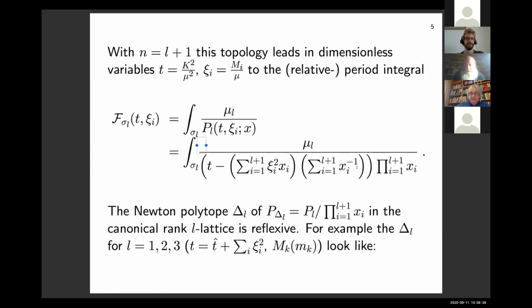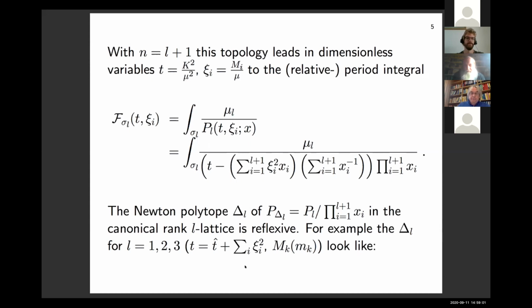I mean, this piece is a Laurent polynomial. And this is what I call P delta L. And the Newton polytope of the Laurent polynomial is actually reflexive in the canonical rank L lattice. And here there are some figures for the first loops.